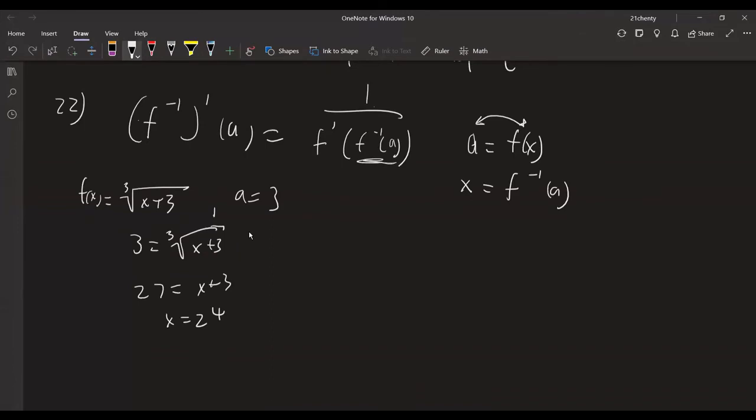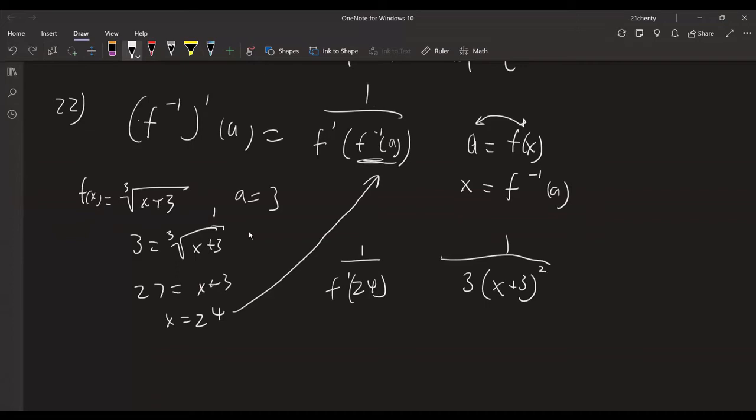24. So now we plug that back in here, and we are left with 1 over f prime of 24. F prime of x is 1 over 3, or here, I'll do it, it's a bit easier intuitively. 1 over 3, because we're bringing down this 1/3. 1 over 3, x plus 3, and then we subtract 1. So instead of 1/3, it becomes the negative 2/3 power. And now we plug in 24 here.